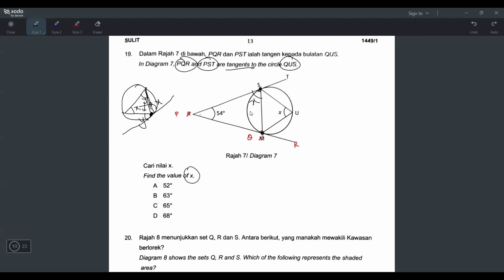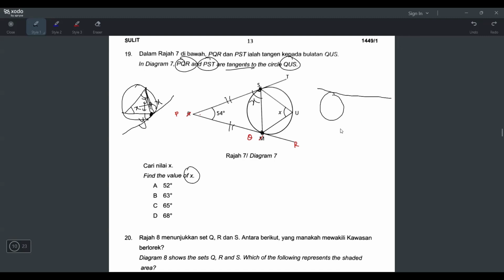Let me think. Can I assume these two are the same length? Can I assume? Let me think. Because if these two are the same, then I can find my X very easily already, right? PQR and PST are tangent to the circle Q and S. Yeah lah, it should be the same length. Yeah, it should be the same length actually. The reason why is because, yeah.